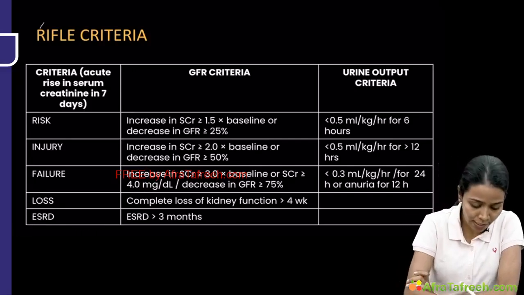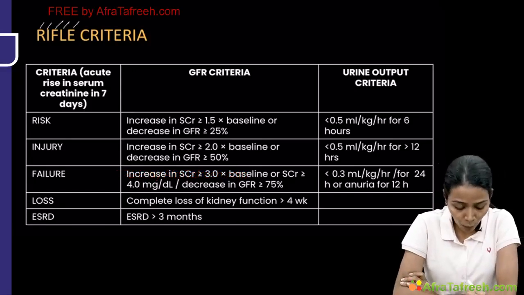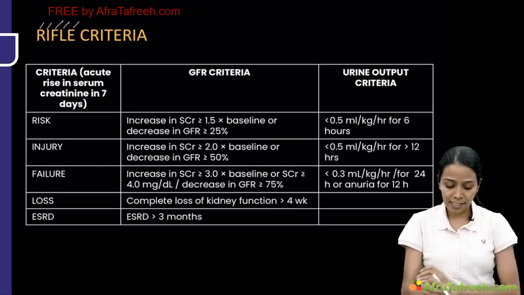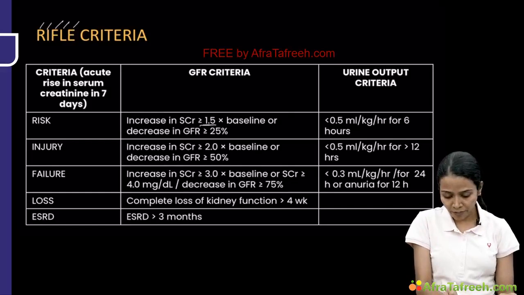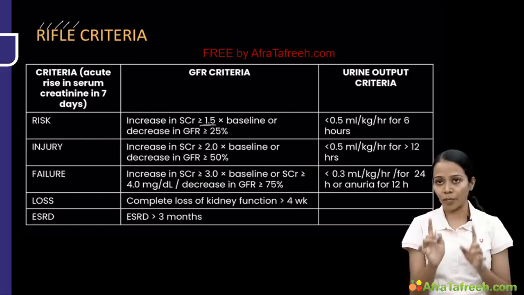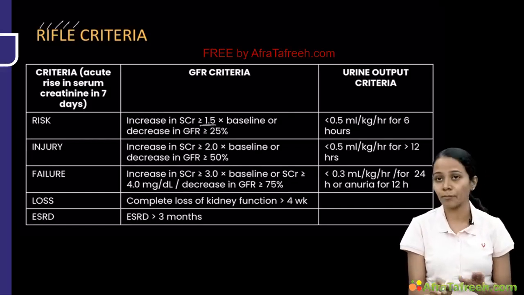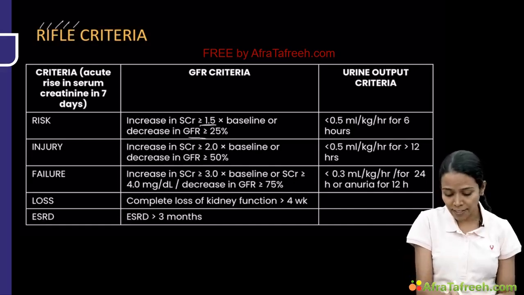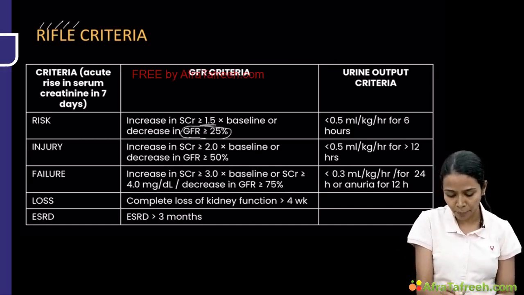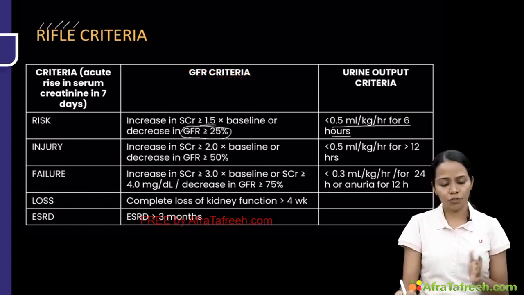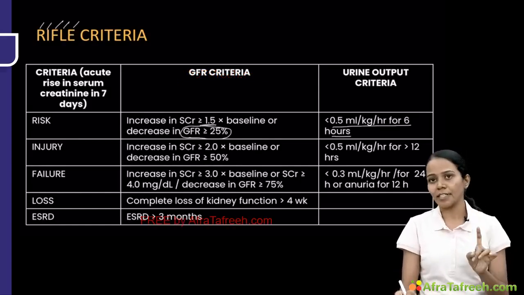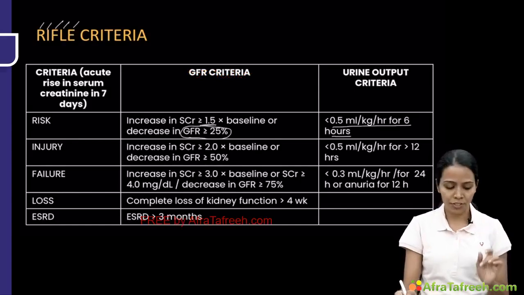Rifle stands for risk, injury, failure, loss and ESRD. Now what is this risk? Risk is, if you notice, the serum creatinine is the same. It says more than 1.5 times. There it was 1.5 to 1.9 times. Here it is 1.5 times the baseline, or here GFR has come. Decrease in GFR more than 25%. Okay. Urine output criteria is less than 0.5 ml per kg per hour for 6 hours. There it was 6 to 12 hours. So here one extra addition is 25% reduction in GFR.